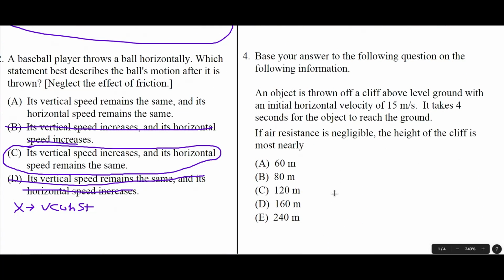All right, here's the next one. Pause the video, work it yourself, and we'll go over it in a second. All right, they want us to figure out the height of the cliff. They tell us that it takes 4 seconds to hit the ground. They also give us this horizontal velocity, but remember, that does not matter. The time and the height are going to be related to each other. So those are the only terms I'm going to look for.